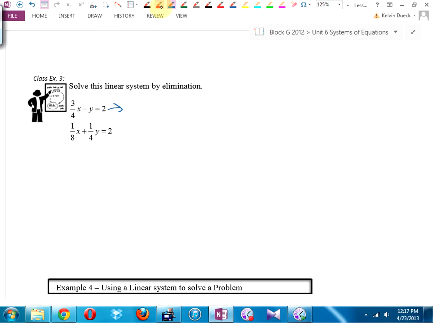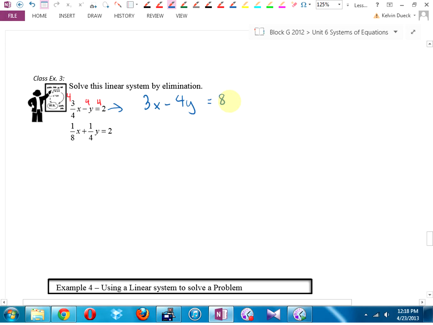What would I multiply that first equation by to clear all the fractions? 4. Now, common mistake, folks, that kids make: have you multiplied everything by 4? No, then you violated an equation solving rule. They forget to multiply the non-fractions by 4. So it's going to become 3x minus 4y equals 8.